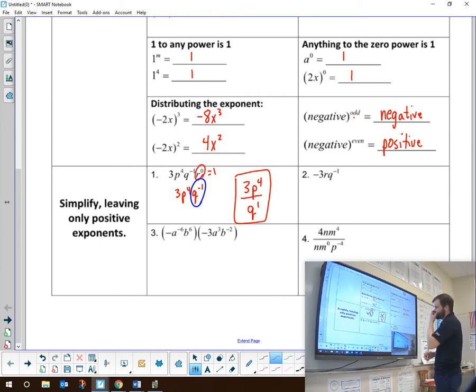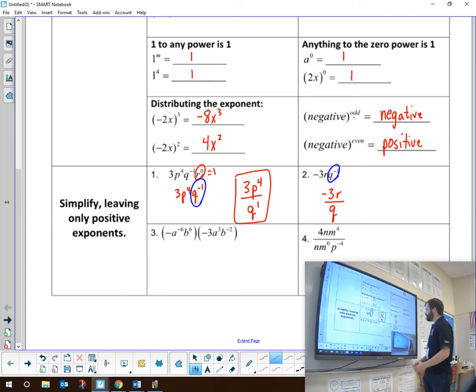Same idea for number 2. Number 2, we have 3rq to the negative 1. I can't multiply those together. We can't do anything really. All I have is this q to the negative 1, so we're going to throw that in the denominator. So it's going to be negative 3r over q to the positive 1. And I don't even have to write the 1 there, right? We could just leave it like that.